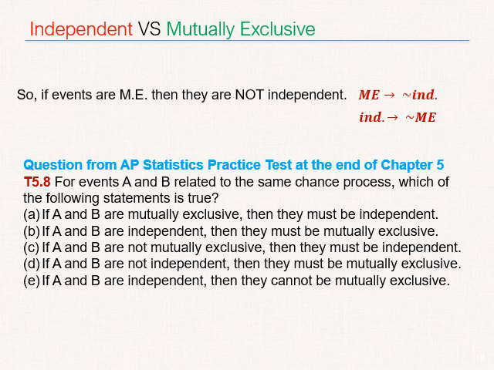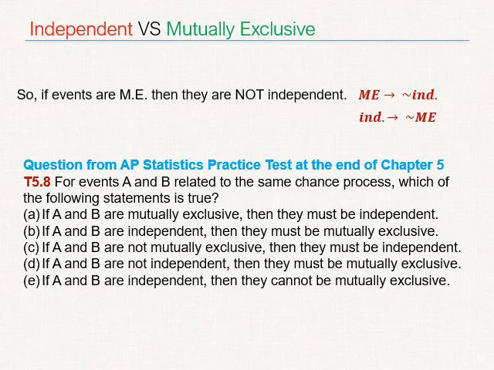Let's read through this. This is actually from our AP style test at the end of chapter 5. For events A and B related to the same chance process, which of the following statements is true? A: if A and B are mutually exclusive, then they are independent. Well, we don't know if that's true. Maybe they are, but we only know for sure that mutual exclusivity gives us not independence, and so A cannot be correct.